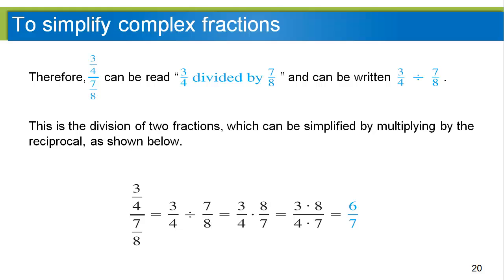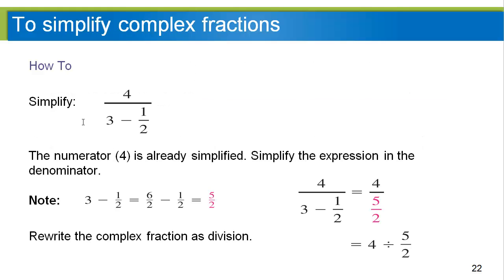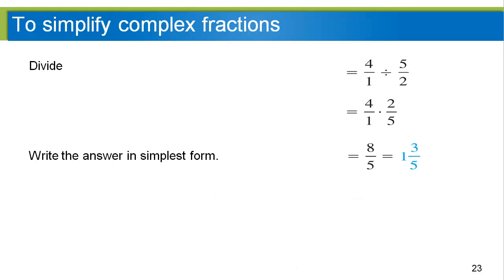So how about trying it with something a little bit more complicated, like this one. Well, we know that if we can get just one number over one number, whether it's a whole number or a fraction, it doesn't matter. So let's turn this bottom thing into one number and go 3 minus 1/2. Well, 3 is the same thing as 6 halves. 6 halves minus 1/2 gives us 5 halves. And now all of a sudden we have 4 divided by 5 halves. But we remember that division by a fraction is the same thing as multiplication by its reciprocal. We get 8/5, or we can write it as 1 3/5. Either one of those is fine.